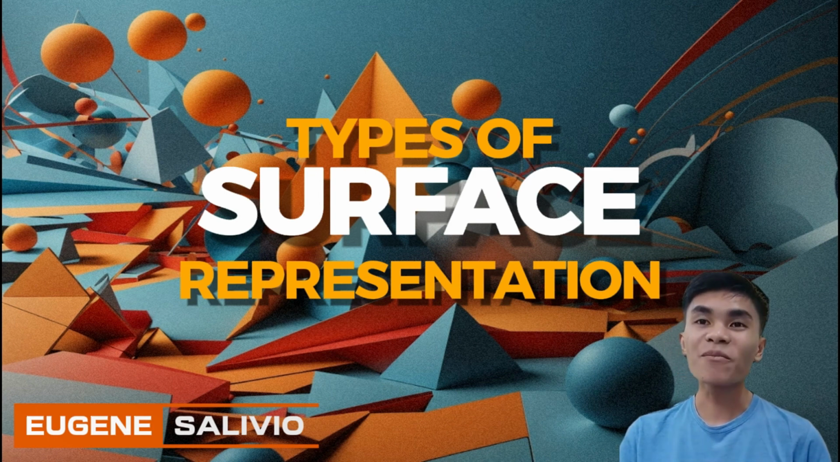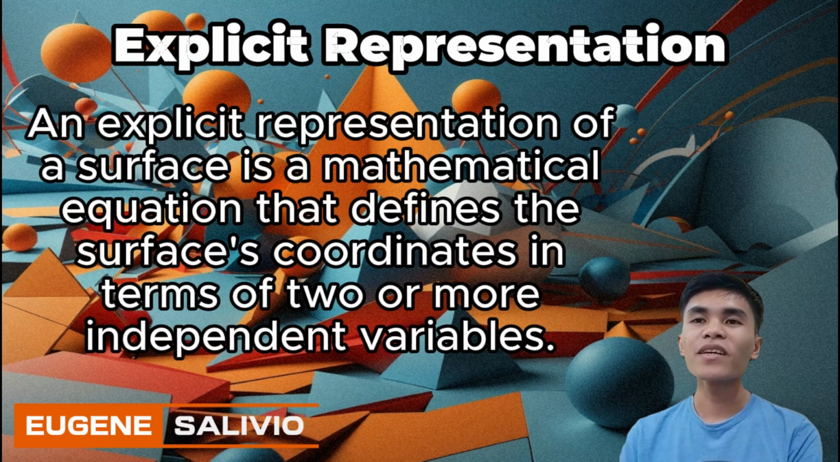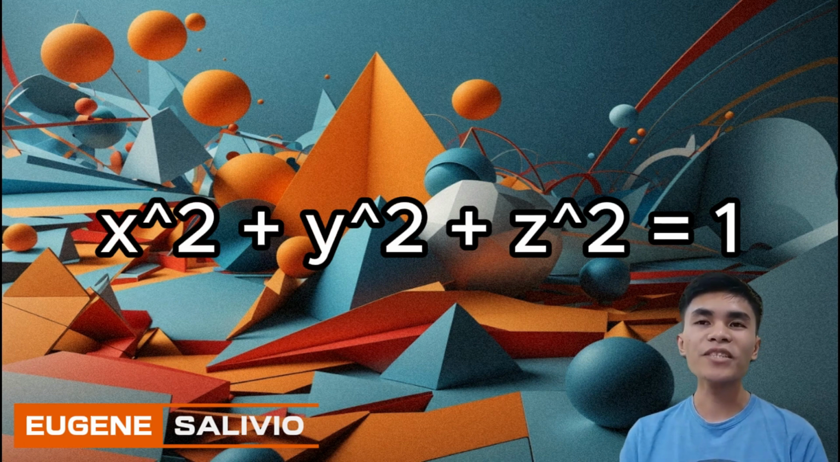Types of surface representation. Number 1, explicit representation. An explicit representation of a surface is similar to an explicit representation of a curve, but it defines two coordinates instead of one. For example, the following explicit function defines a sphere centered at the origin with radius 1.